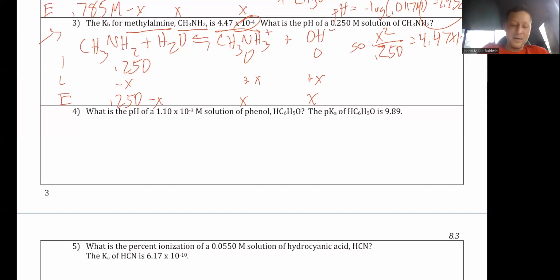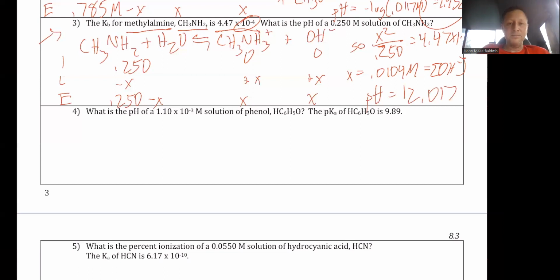And so when we figure that out, we get X is equal to 0.0104 molar, which is the hydroxide ion concentration. So the negative log of that is the pOH, which is 1.983. And then we finally get the pH: 14 minus that is equal to 12.017.